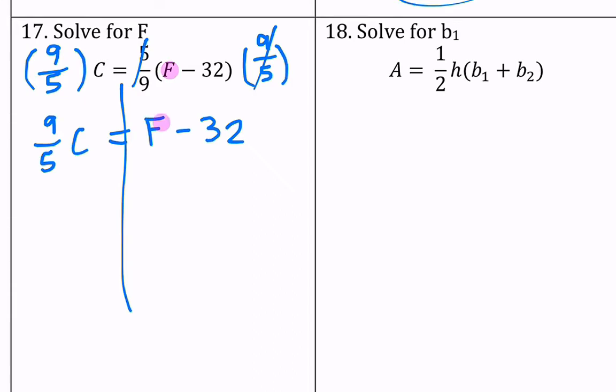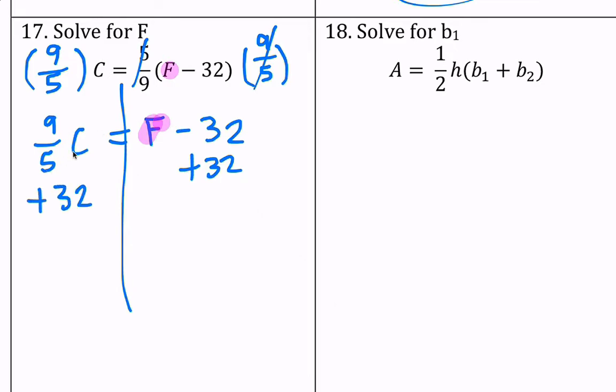So remember, we want f by itself. So I look on the side that has f. I know I have to get rid of a minus 32. The opposite of a minus 32 is a plus 32. What I do on one side, I do on the other.